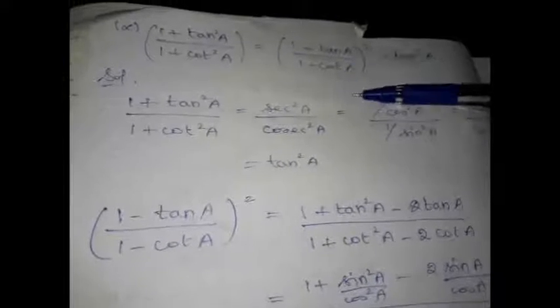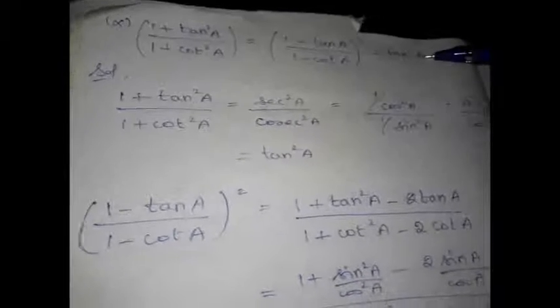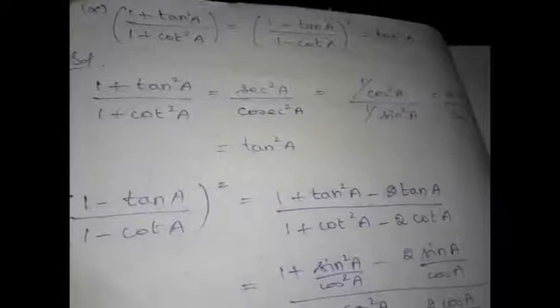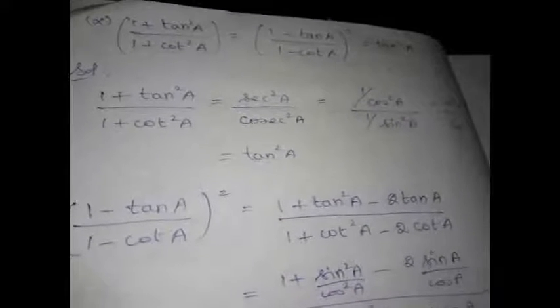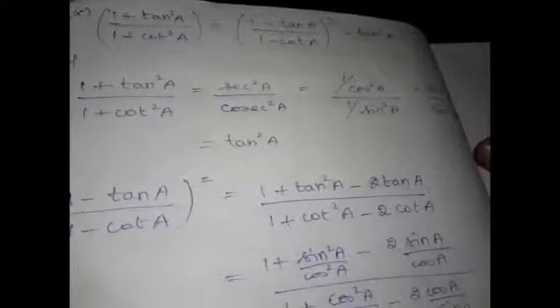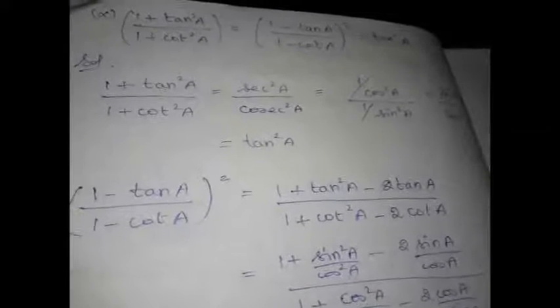I have solved one more problem for you. 1 plus tan square a divided by 1 plus cot square a equals 1 minus tan a by cot a the whole square equals tan square a. Whenever you need to prove things like this, try to resolve it in terms of sin and cos in order to avoid confusion, and then apply your identities. You can easily arrive at the required answer.